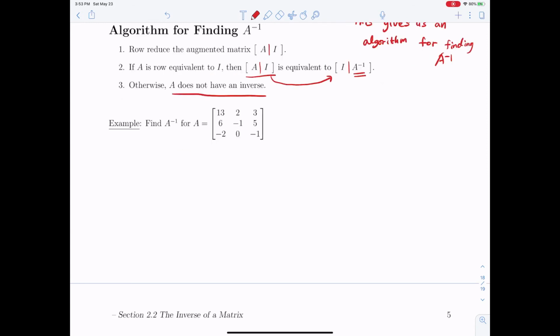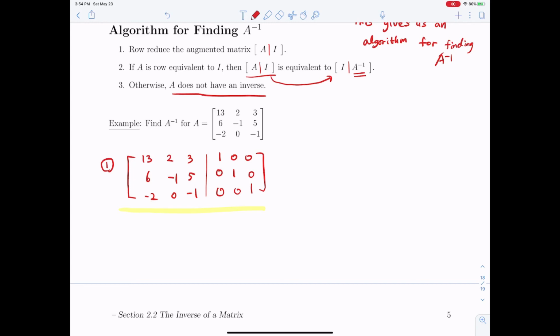So let's practice the given algorithm to find the inverse matrix of the given matrix. The first step is to build the augmented matrix using A on the left, and then the identity matrix 1, 0, 0, 0, 1, 0, 0, 0, 1 on the right. The second step is to RREF the augmented matrix. Let's pause the video and try to find the RREF of this augmented matrix. Okay, have you reduced the given matrix? Well, let's do this together.